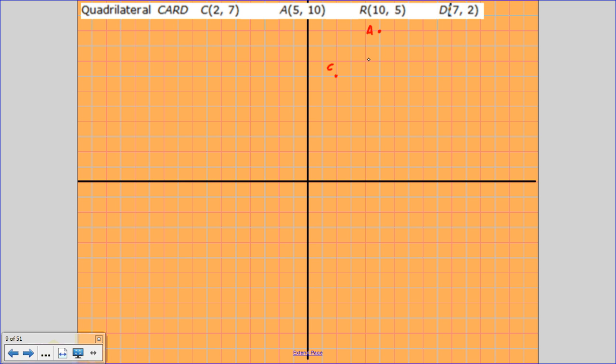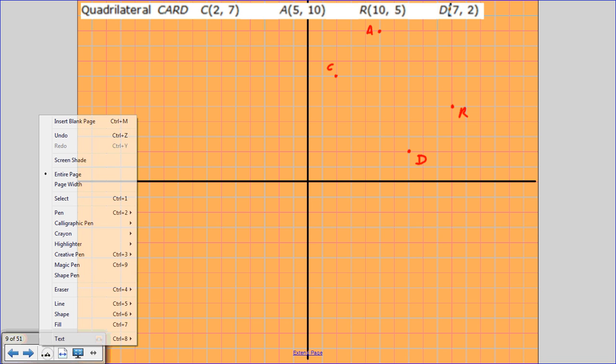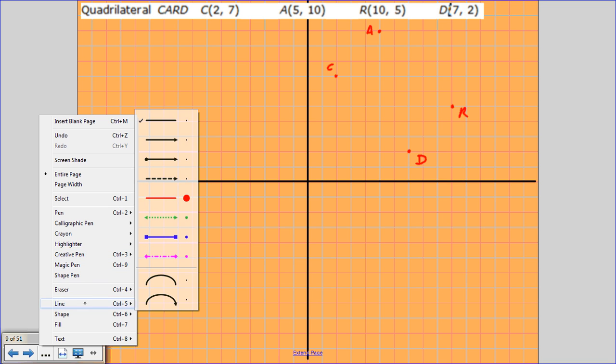is A. (10, 5) is R. And (7, 2) is D. Alright, and we're going to connect all 4 points with a straight line.